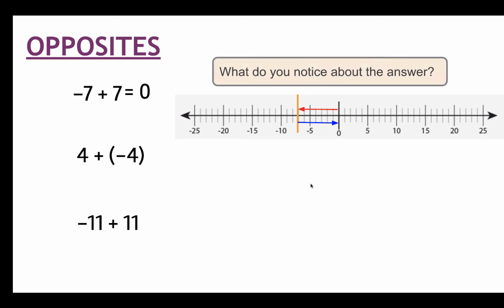What do you notice about that answer? Yeah, 0. Negative 7 and 7 are opposites. When we add them together, the sum is 0. That rings true for all other examples with opposites. 4 plus negative 4, the sum is 0. Negative 11 plus 11, the sum is 0. So when we're adding opposites, they're neutral pairs, meaning the value is going to bring us back to 0.